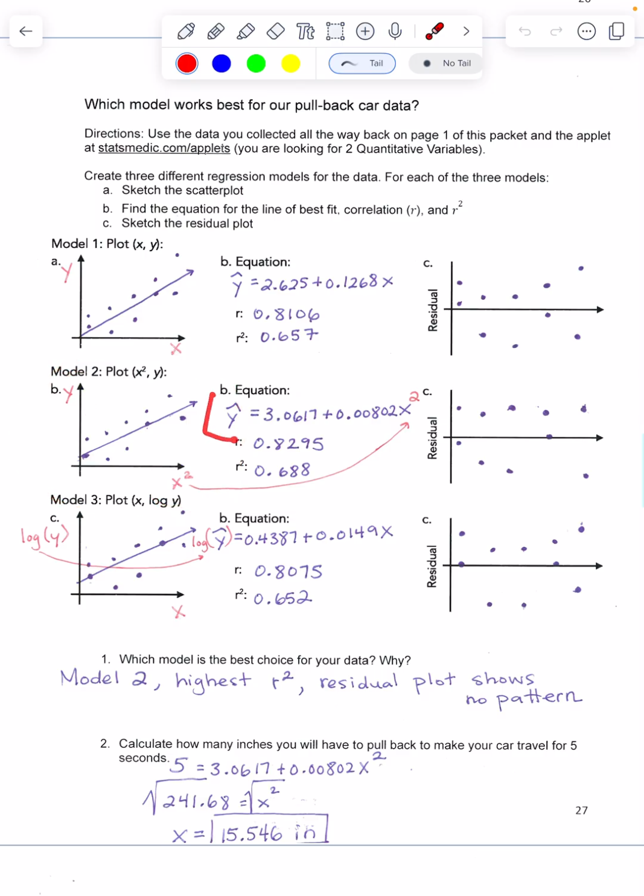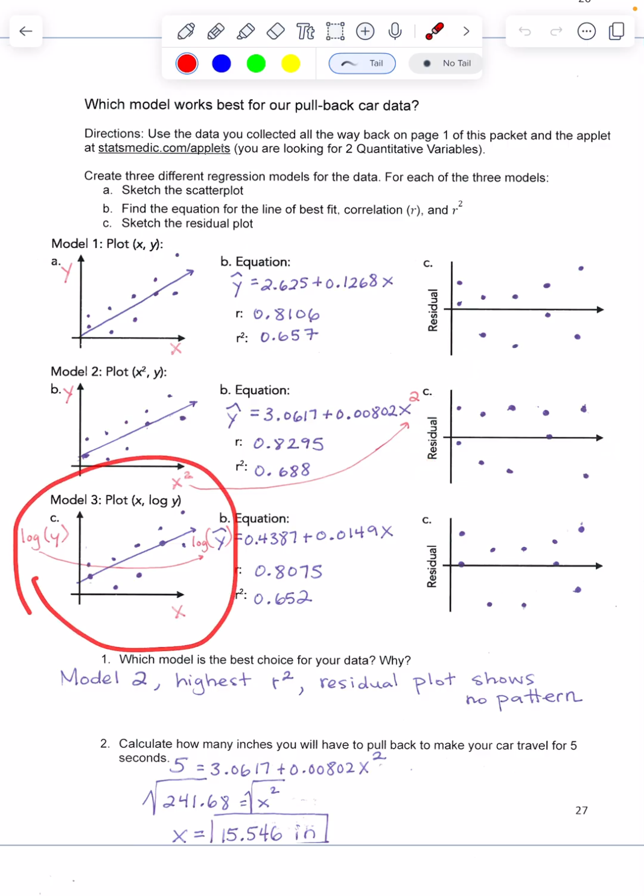Careful when you write your equation, okay? Because we're no longer dealing with x here, we're dealing with x squared. So it should look like y hat equals a, whatever your y-intercept is, plus b, whatever your slope is, times x squared. And then this is what my residual plot looked like for that model.